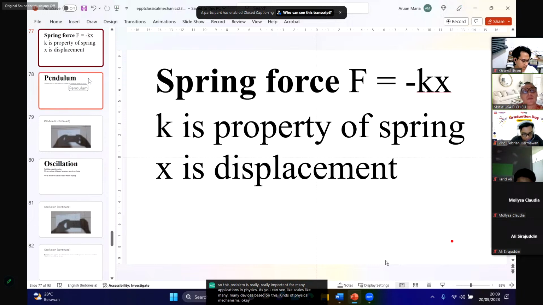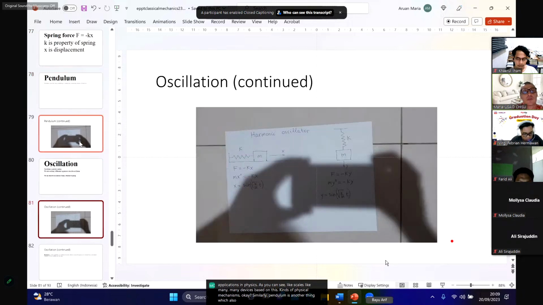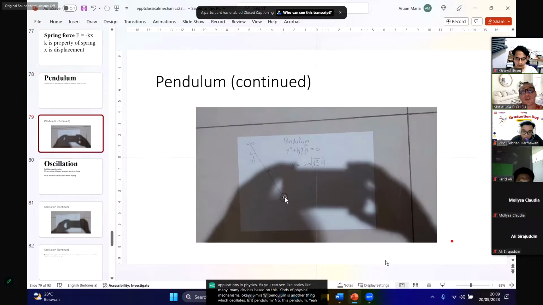Okay. Similarly, pendulum is another thing which oscillates. Is it pendulum? No, this pendulum. Yeah. The mass on the rope, on the cord, goes back and forth, oscillates, pendulum.